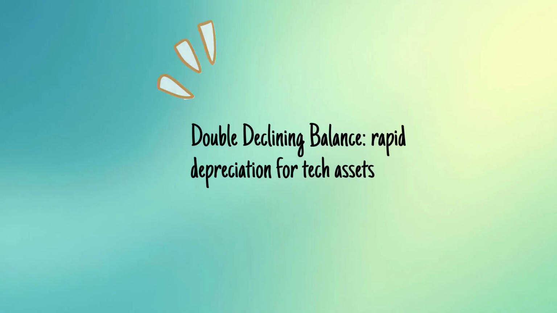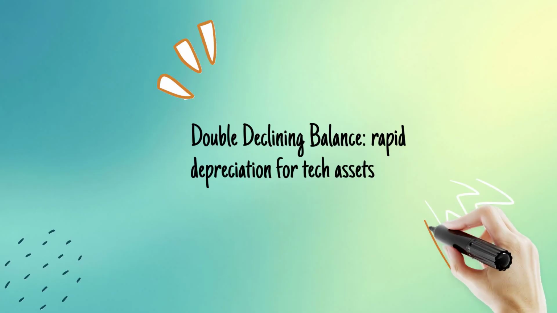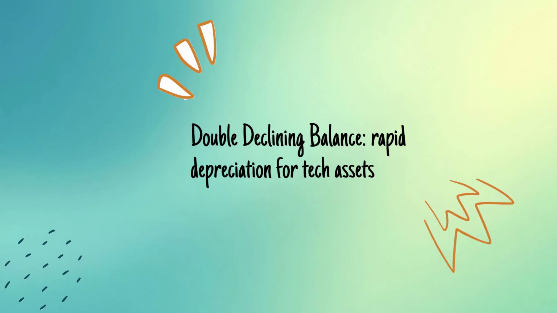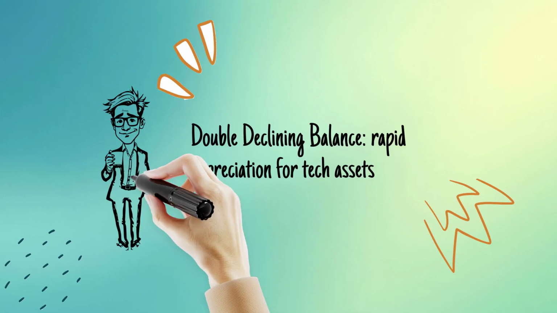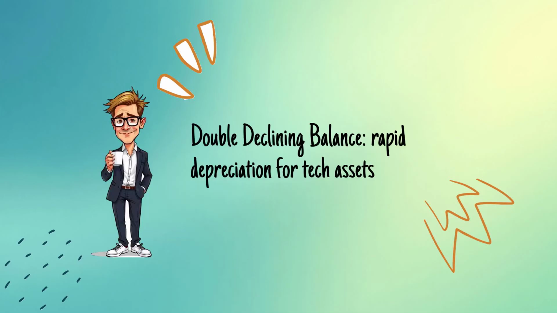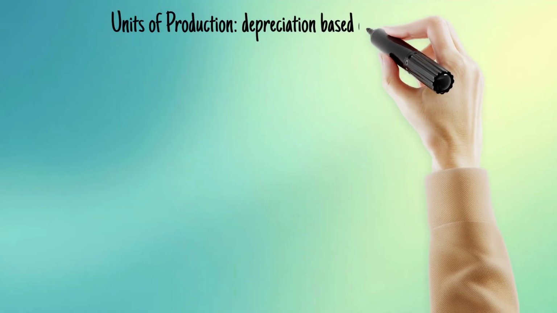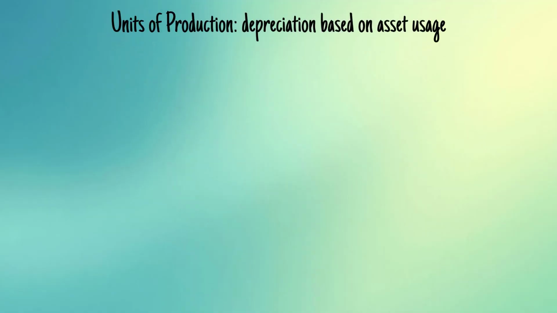A variation of this is the double declining balance method, where the rate used is double that of the straight line method. This further accelerates depreciation, beneficial for technology firms, where assets like computers lose value rapidly. This method brings higher depreciation in initial years and less over time.